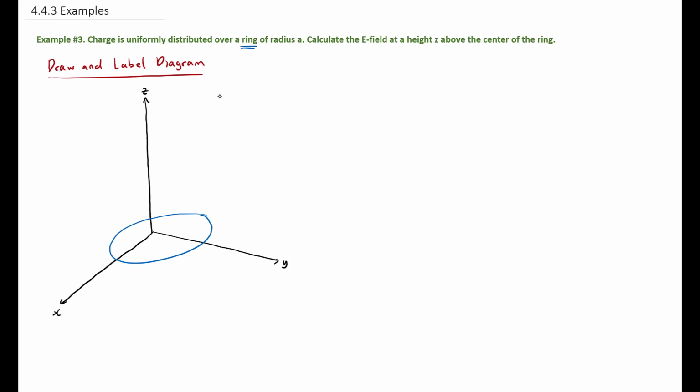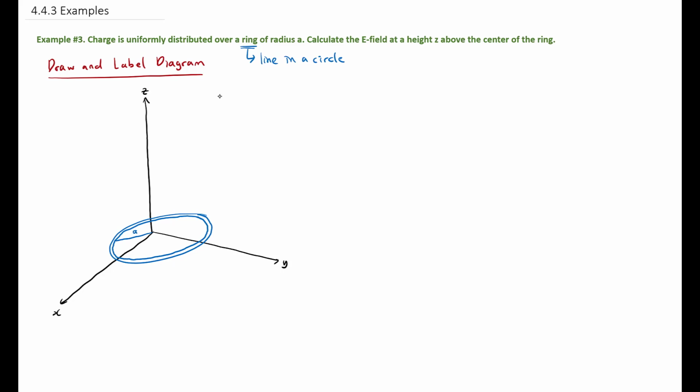The idea of a ring is that it's still a line in a circle. So that means we have a very, very thin ring. And that ring has a radius of a. So I'll just draw this right now. Radius of a.